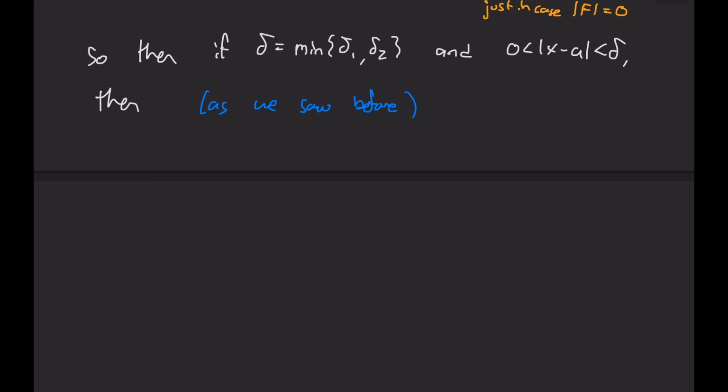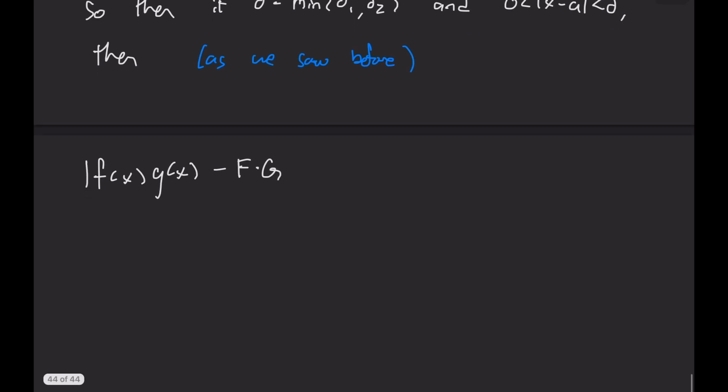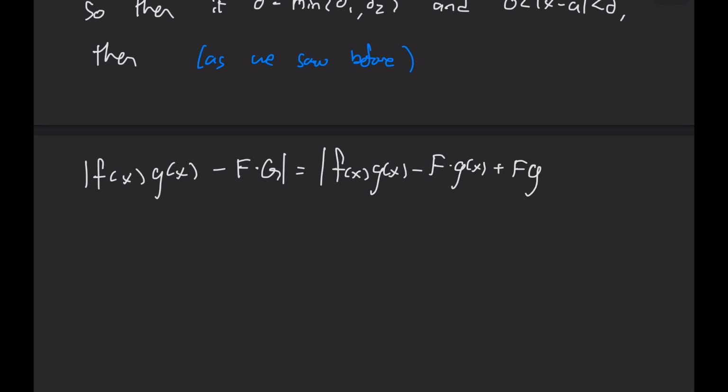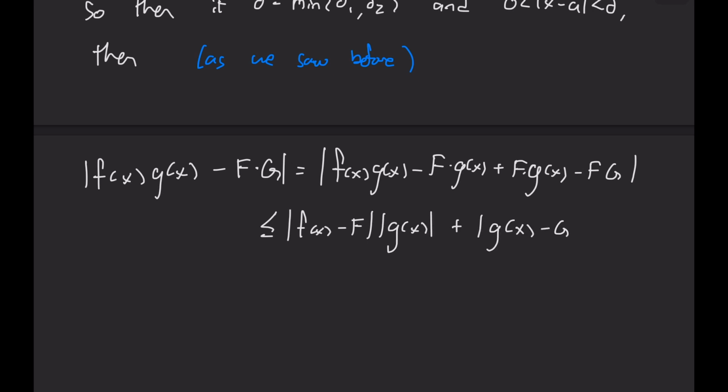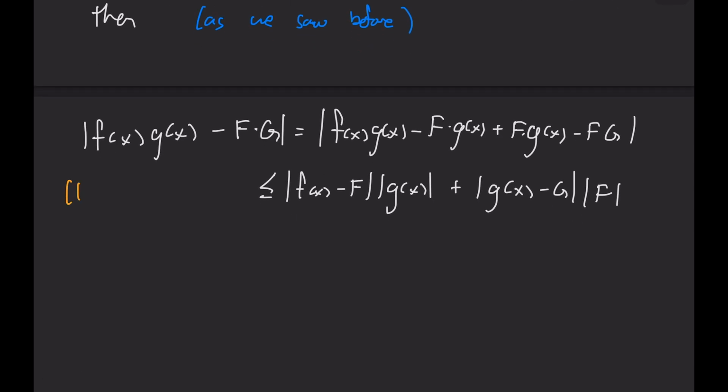So then we can look at our functions. So |fg − FG|. We can do this trick again of subtracting f times G of x plus f times G of x, and factoring and using our triangle inequality to get that this is |f − F| times |g(x)| plus |g(x) − G| times |F|. That's by our triangle inequality there.